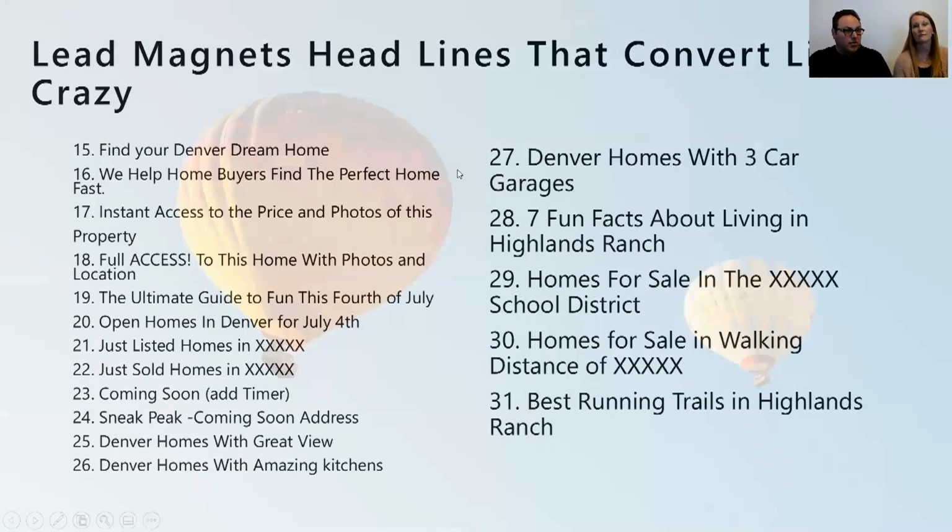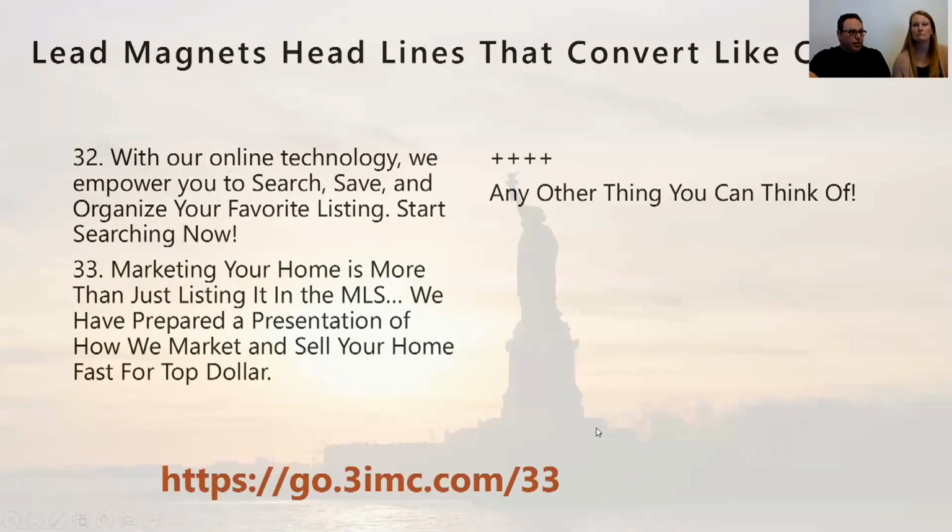So here is another bunch of them. Homes for sale in walking distance of wherever, the bar. Right. And sometimes you can even do fun things. Number 28, 7 fun facts about living in Highlands Ranch or whatever area. Something that might be a little more of a broad range that you could put out there. And like Jason said, probably the more niche and specific you get, you actually might draw more people that might actually be closer to buying or selling. Yeah. And then the third page of this, and whatever else you can think of.